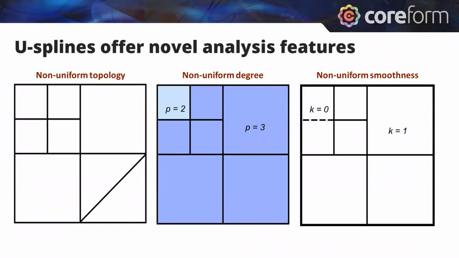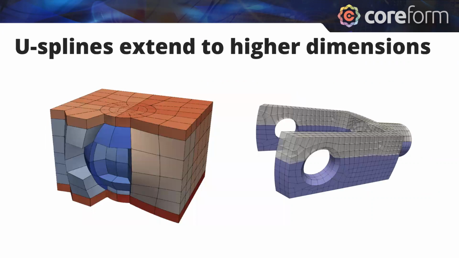They also offer novel analysis features such as, again, non-uniform topology. We're going to talk a little bit about the top left square here, this refinement, but also triangles as well, non-uniform degree and non-uniform degree with the non-uniform topology, as well as non-uniform smoothness. And so it's kind of maximum flexibility in what we can design for our spline space. But also the U-spline algorithm extends to higher dimensions. So we don't have to do one algorithm for 1D and then switch to go to 2D or 3D. We can use the exact same algorithm, just requested on different dimensionalities. And so these both here are maximally smooth U-splines on volumes.